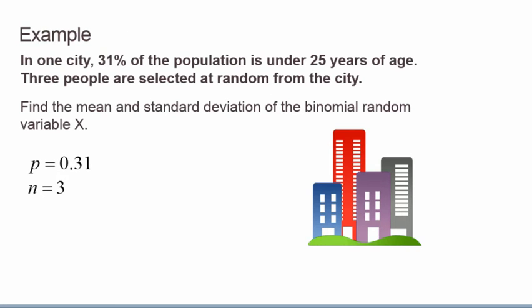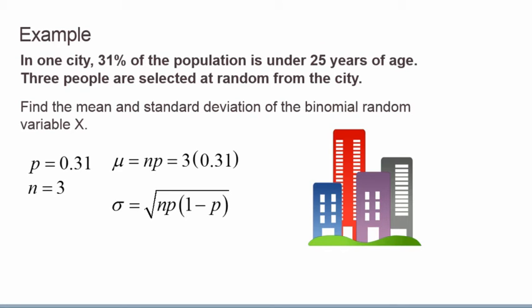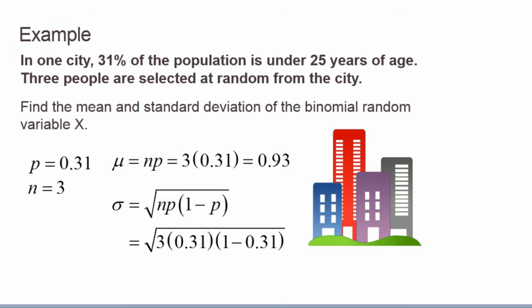In this example, we are using the data regarding 3 people selected at random from a city, where we know that p is 0.31 and n is 3. Find the mean and standard deviation of the binomial random variable x. So using our formulas and substitution, mu equals n times p, so that equals 3 times 0.31, which gives us a mean of 0.93. For the standard deviation, it equals the square root of 3 times 0.31 times 1 minus 0.31. And that gives us 0.801.